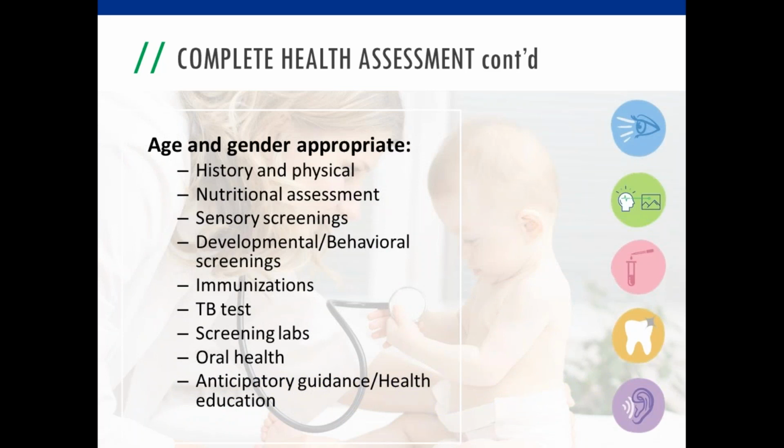Based on the CHDP health assessment guidelines, each exam should have an age and gender appropriate history and physical, nutritional assessment, developmental and behavioral screening, anticipatory guidance, just to name a few. You can view the complete list of requirements on the Medi-Cal website underneath the CHDP provider manual. A link to this resource is included in the resource document as well as at the end of this presentation.